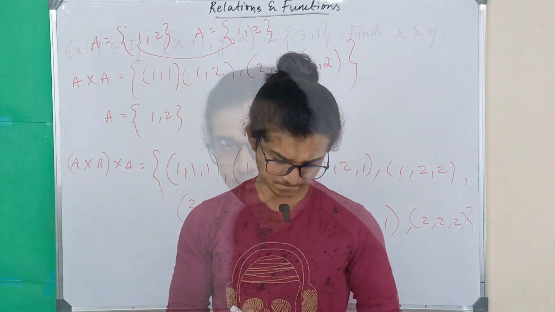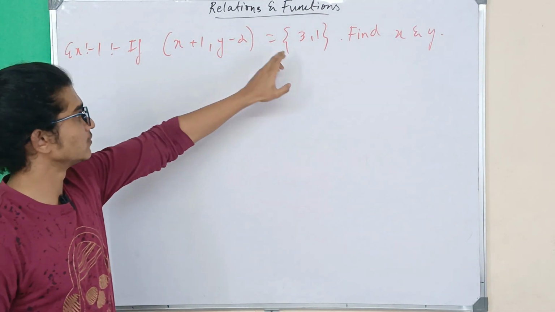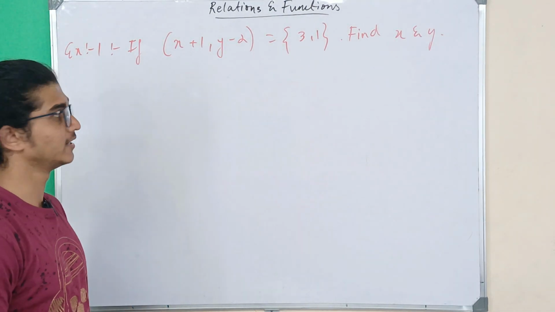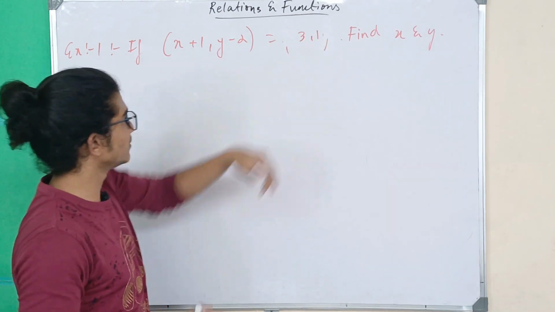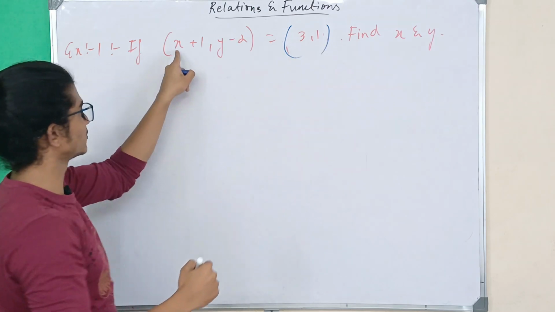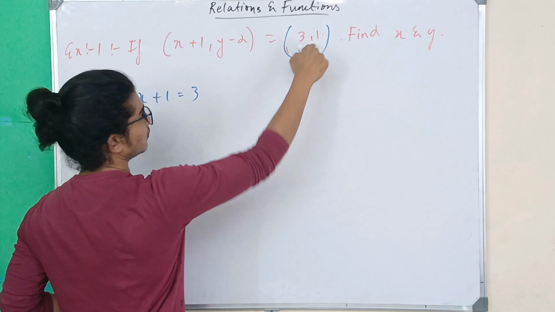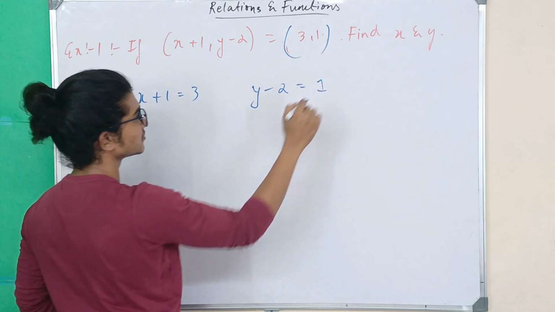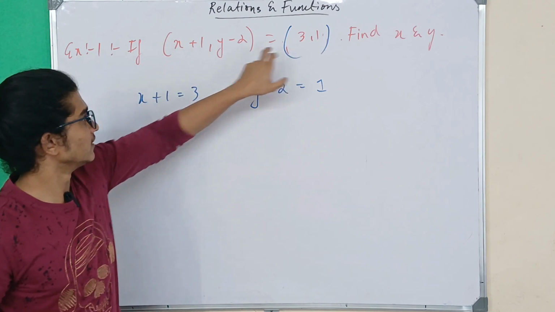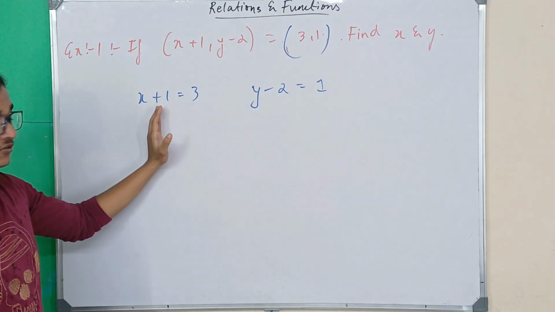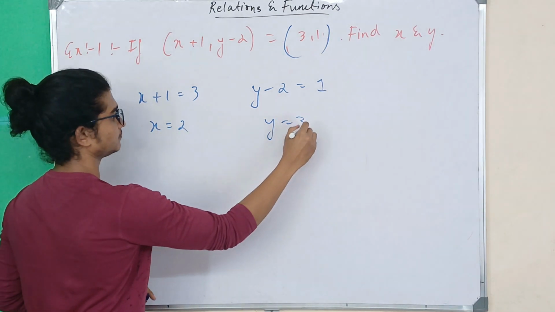So let's get started. The first example is, if (x + 1, y - 2) equals (3, 1), we are supposed to find the values of x and y. As I told you before, if two ordered pairs are equal, then every single element within them is also equal. So x + 1 should be equal to 3, and y - 2 should be equal to 1. Always remember, if two ordered pairs are equal, their corresponding elements will be equal: this will be equal to this, and this will be equal to the next one. So we got these equations from that, and then let's solve this. So x equals 2 and y equals 3.